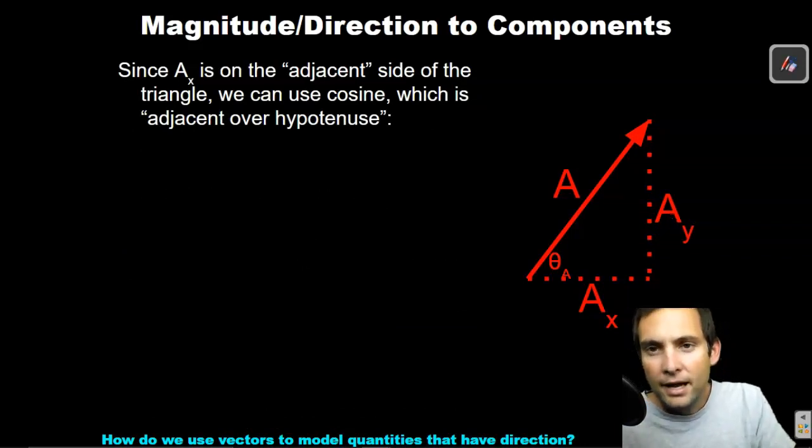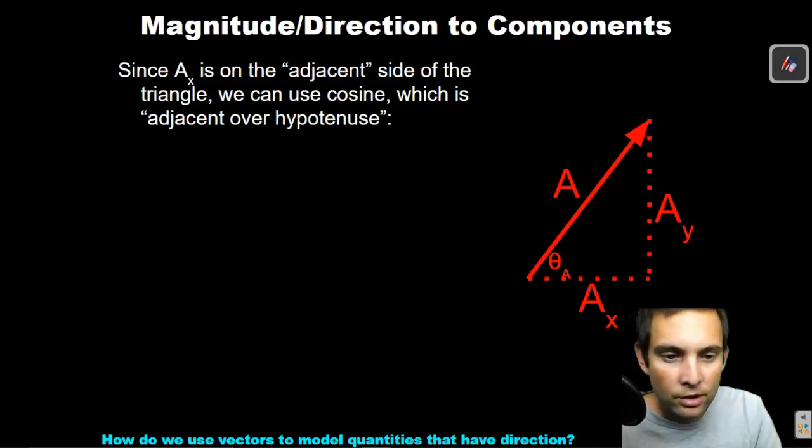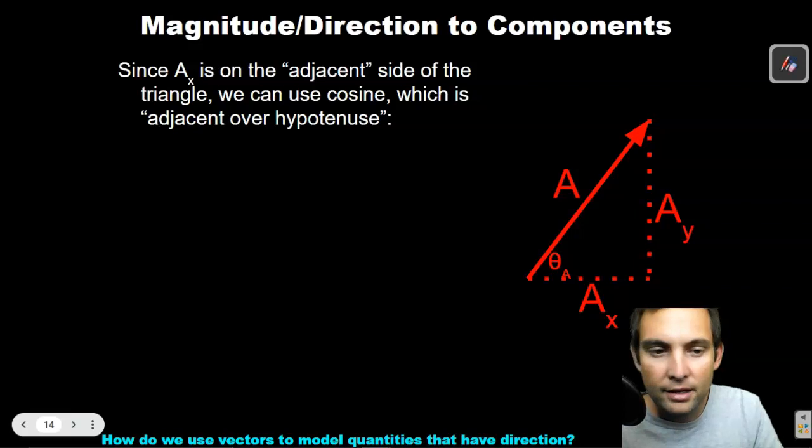Because A sub x is on the adjacent side of the triangle, we can use cosine. Well, how do we know to use cosine? Hold on, I'll come back and we'll talk about that.